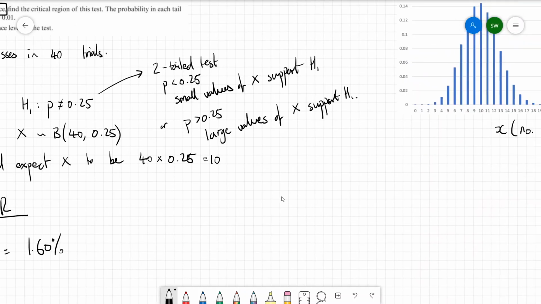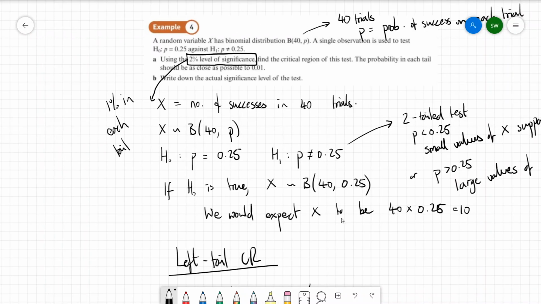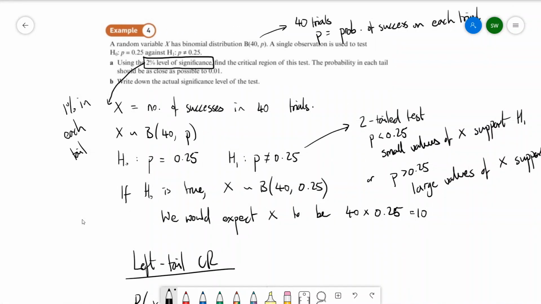So let's go to our diagram here, and that means that if our critical region on the left tail, so the small values of x, was 4 or lower, then that probability would be 1.60%. So remember what we said here. We said that we want 1% in each tail, and normally we wouldn't be allowed to go over 1% in each tail, but this question is slightly different because it says we want it as close to 1% as possible.